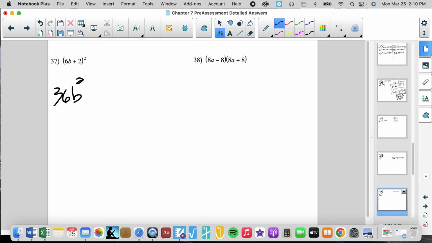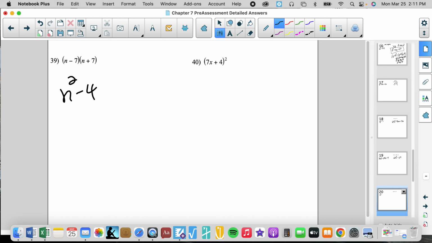36b squared. 6b times 2 is 12b, doubled is 24b. And then I'm going to square 2. These are conjugates, so 8a times 8a is going to be 64a squared. Negative 8 times 8 is negative 64. We're always going to have the difference of two squares. That's why it's conjugates.